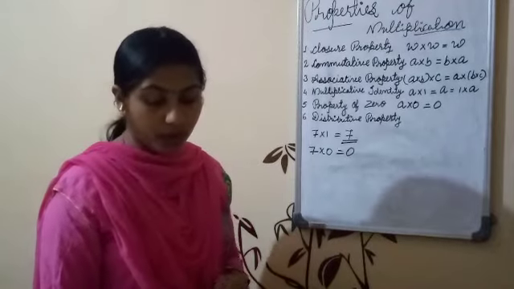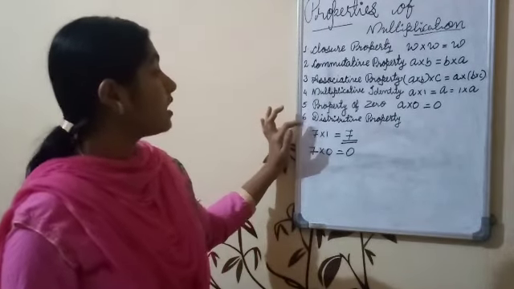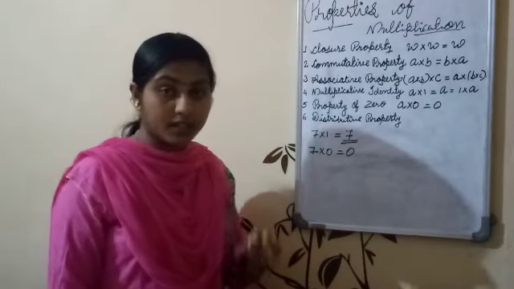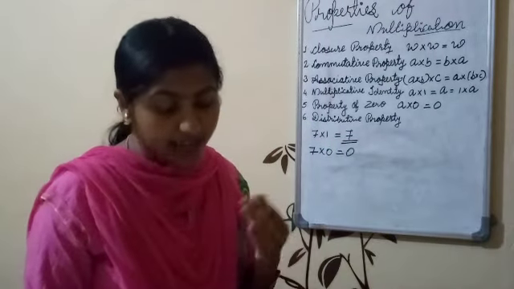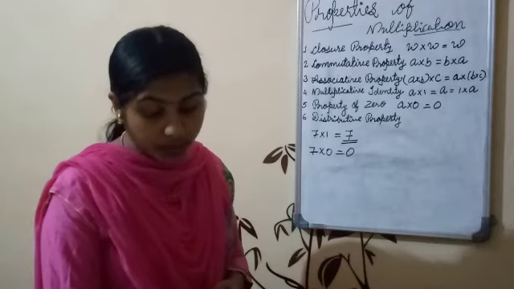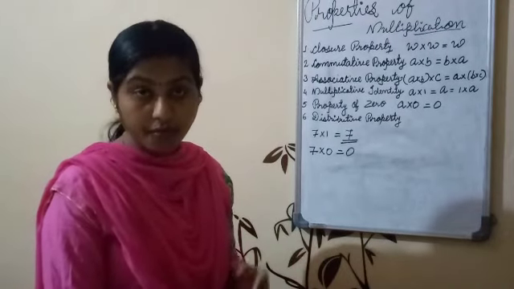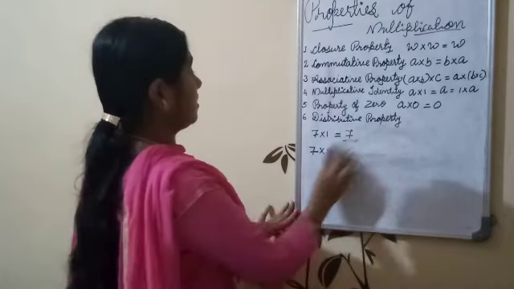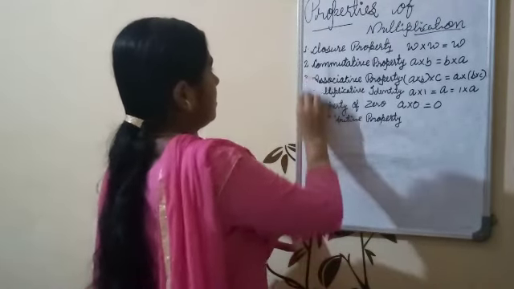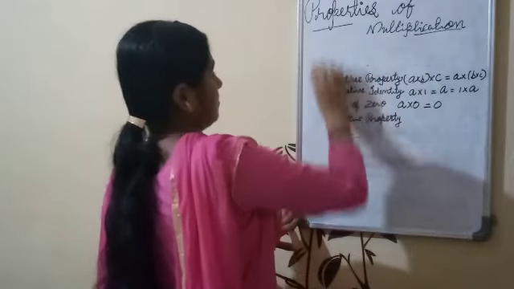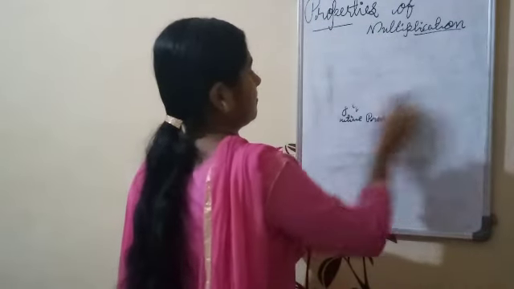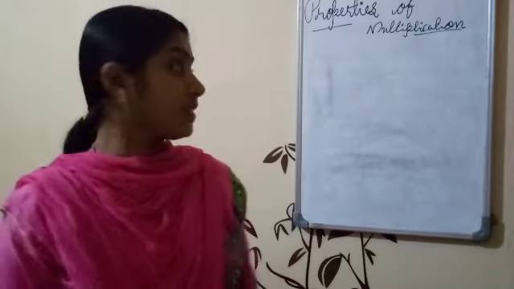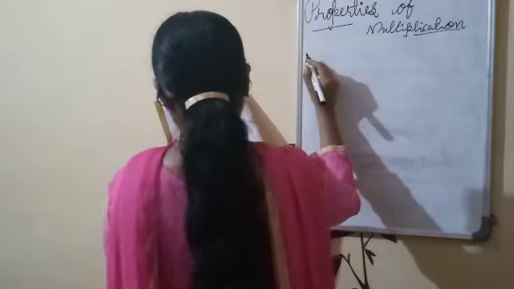Then next property, distributive property. The distributive property, the two properties are here. The first property, distributivity of multiplication over addition.